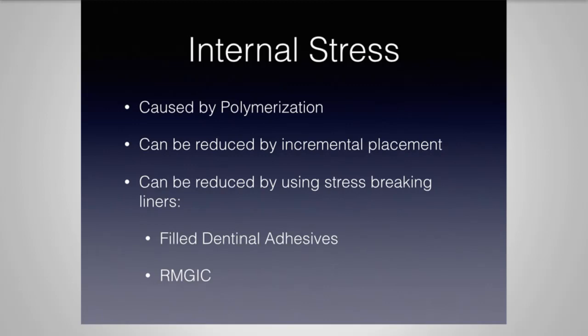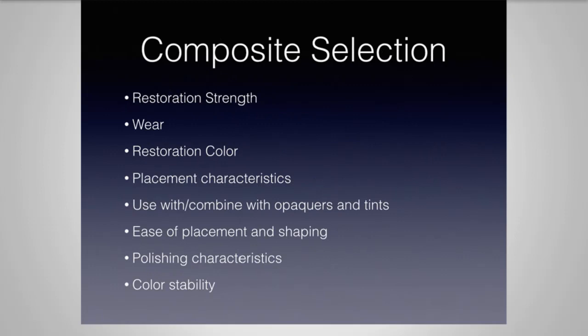They can be reduced, of course, by using stress breakers and liners, such as filled dental adhesives, or my favorite, resin-modified glass ionomer pastes, which in my opinion, to date, seem to reduce stress the most. And if you want to know more about that, a previous webinar that I did talks about reducing shrinkage stress in composites. You'll want to listen to that when you have an opportunity.